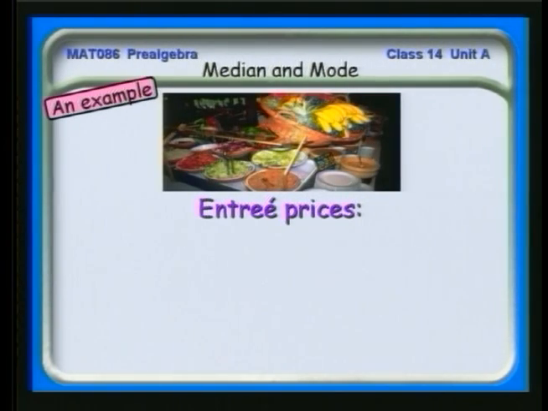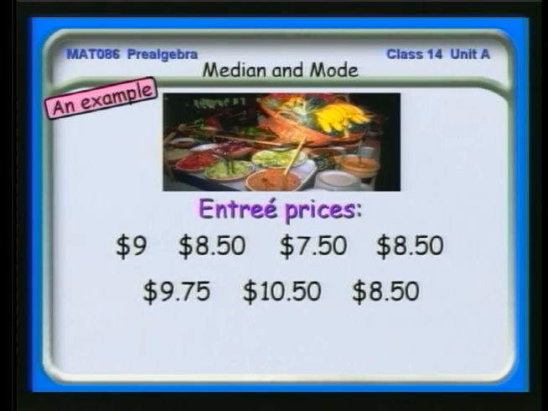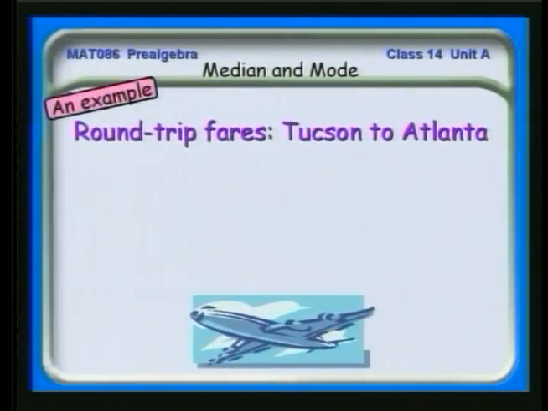For example, let's look at a restaurant. Here are entree prices. $9, $8.50, $7.50, and so forth. What's the mode here? I see that there are 3 entrees that are $8.50. Therefore, I say that the mode for this example is $8.50. Here's another one.